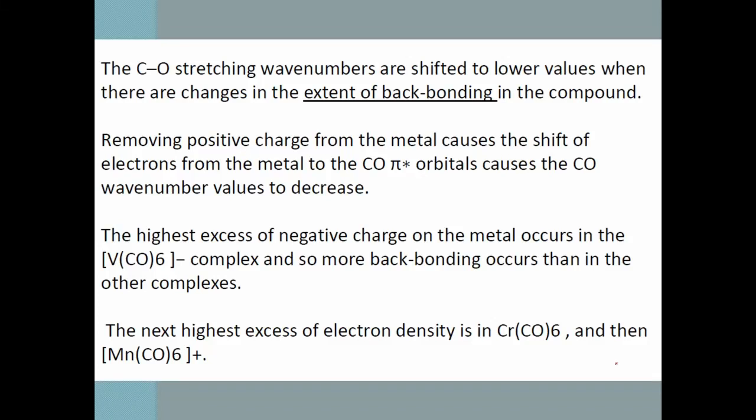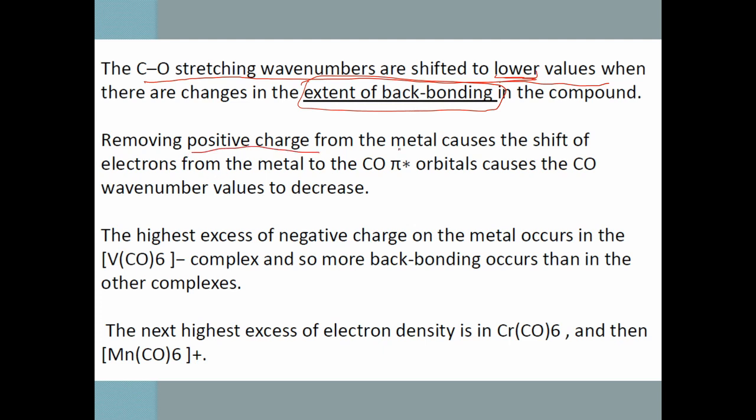So here we will see some examples. The CO is some outcome of that. CO stretching wave numbers are shifted to lower values when there are changes in the extent of back bonding in the compound. Back bonding is usually from metal to ligand. It is not mutual sharing, so sometimes some extra electrons are donated. So the CO stretching wave numbers are shifted to lower values when there is some back bonding.